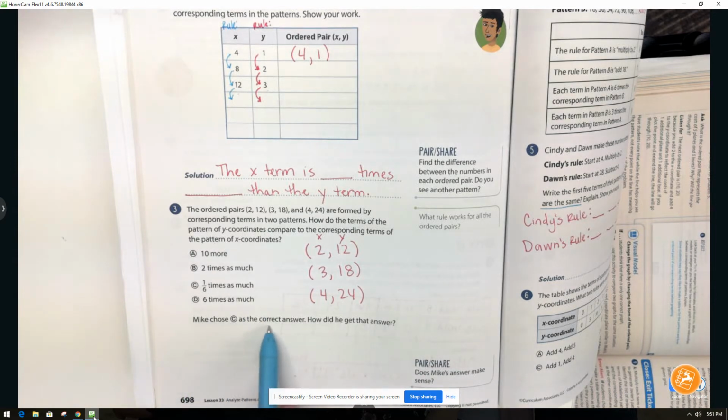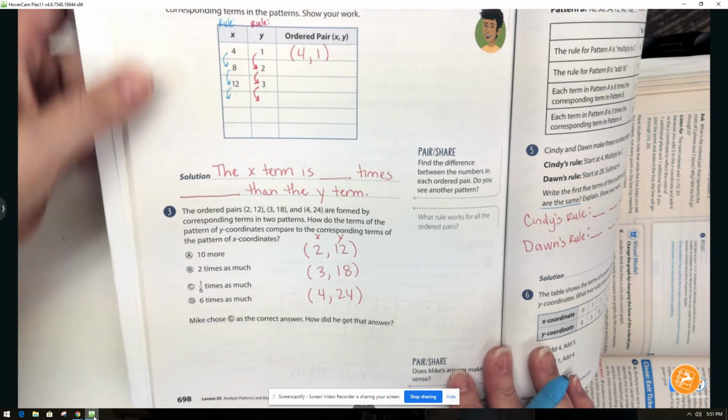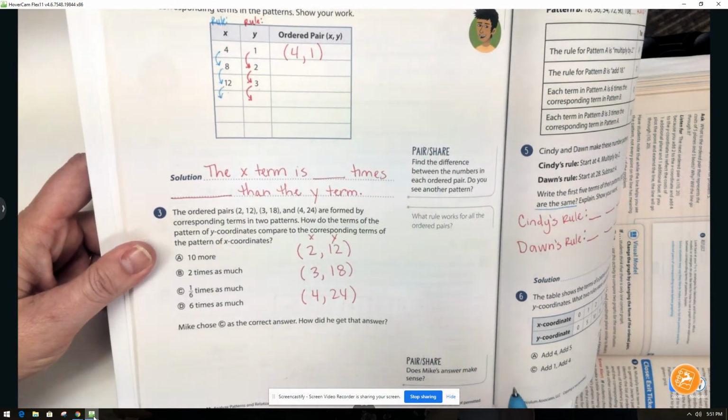Now, Mike chose C as his correct answer. How did he get that answer? So if he's correct, then show me how he got that answer. If he's incorrect, then show me what you think he might have done wrong.